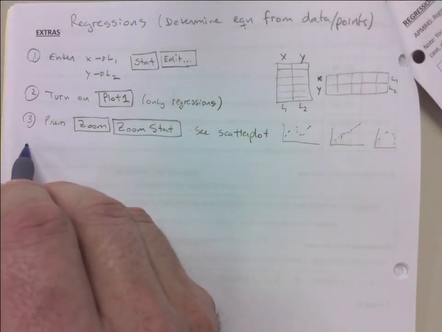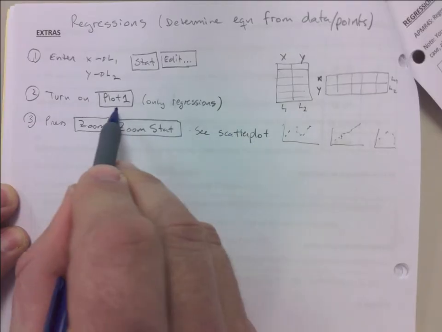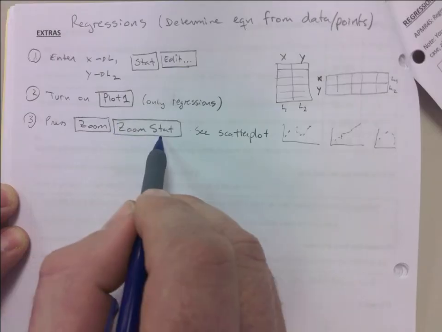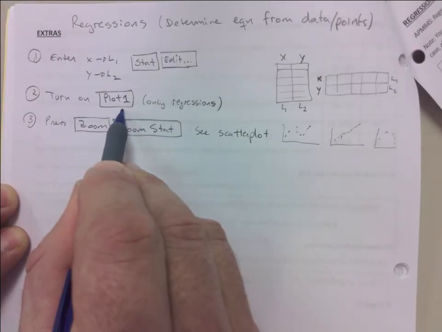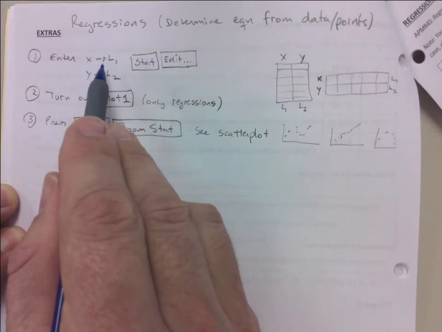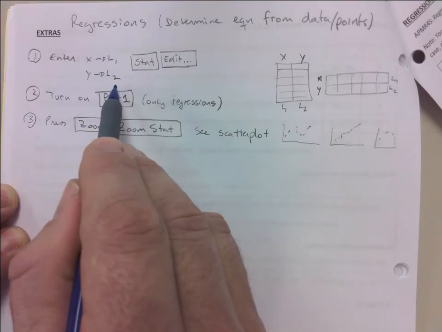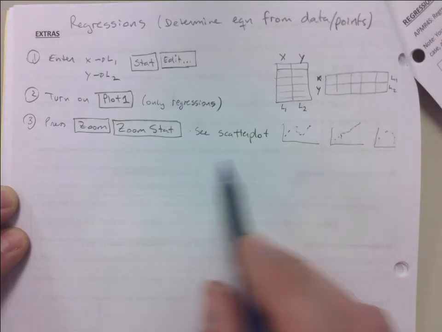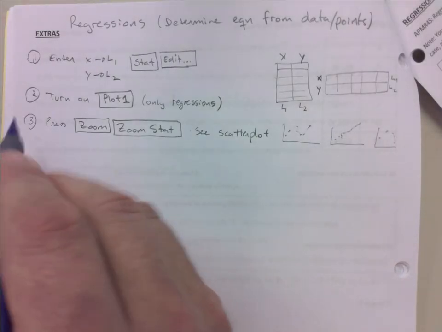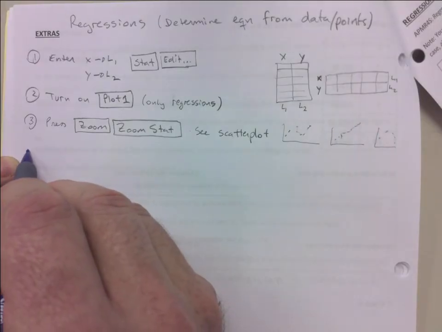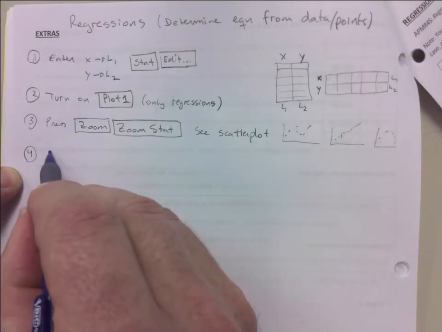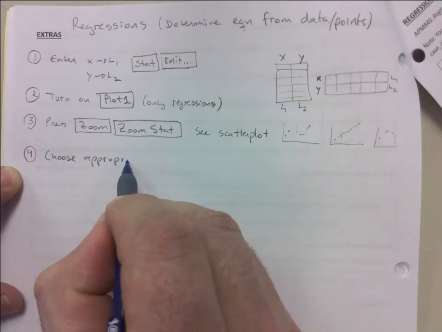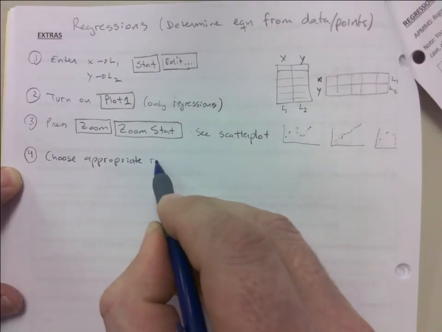Number 4. By the way, this does not work unless plot 1 is turned on. So these go hand in hand, okay? If you press zoom stat and this plot 1 isn't turned on, it's not going to find these points on your graph, on your window. So you want to make sure plot 1 is turned on. Next, number 4 will be choose appropriate regression.